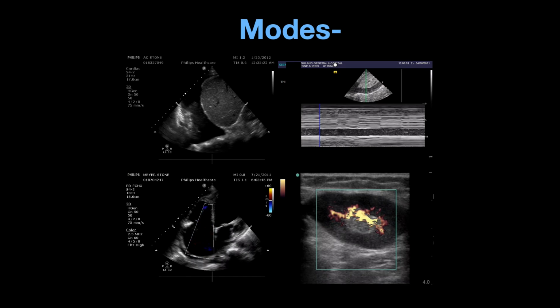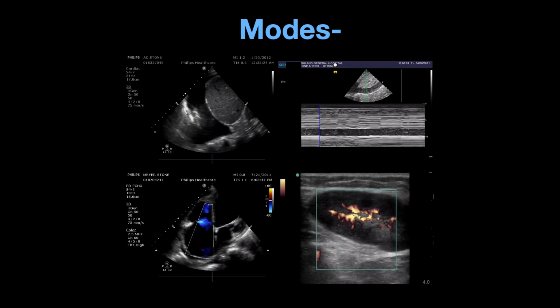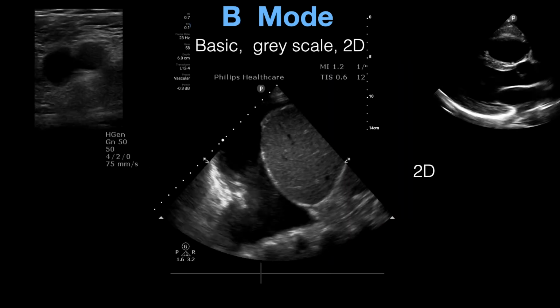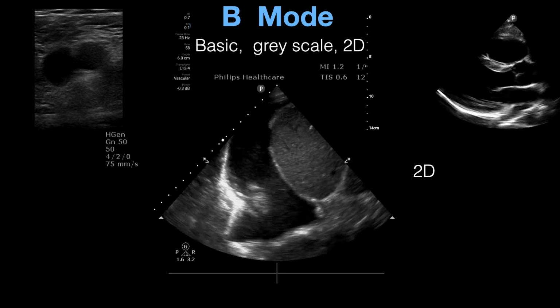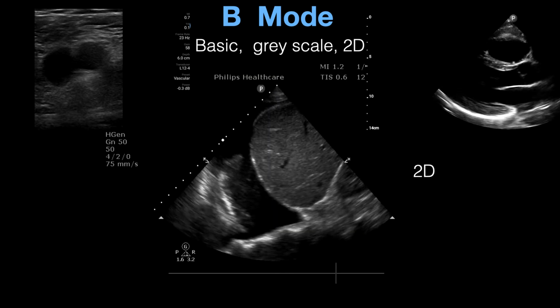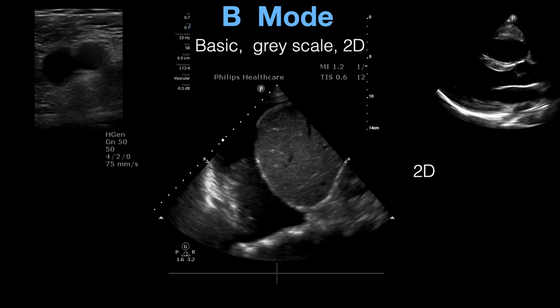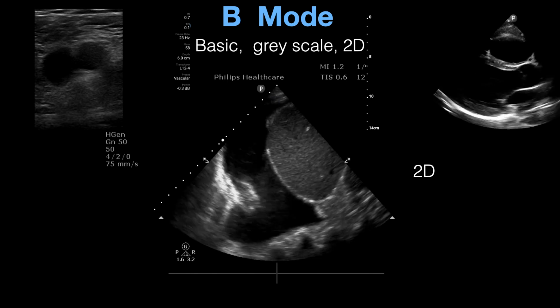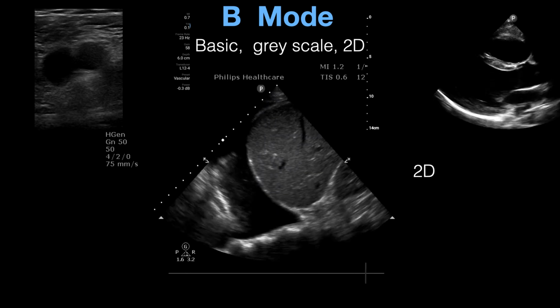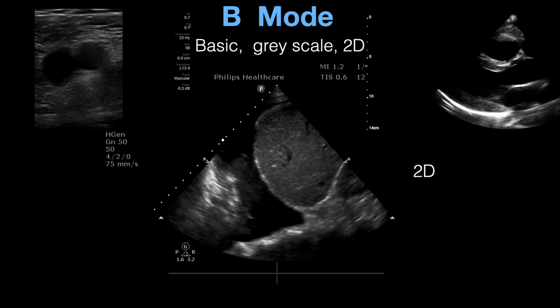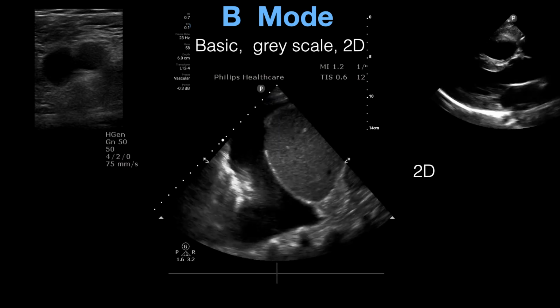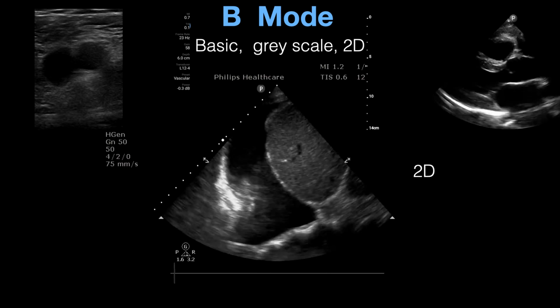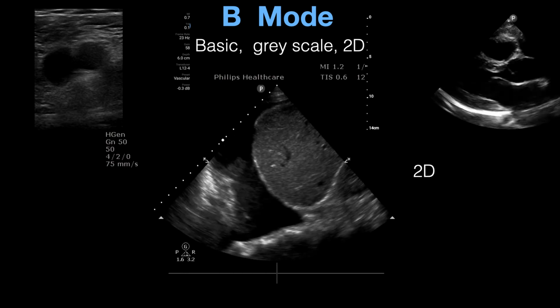Here's an example of all the different modes of ultrasound, and we'll go into these individually. First, to start out with B mode or basic mode, grayscale or 2D imaging. This is what you think of when you see most ultrasounds. You see this two-dimensional image. In the middle there is the liver, the lung, and the effusion around the lung. In the upper left-hand corner you can see two vessels, and then to the right you see a cardiac echo.